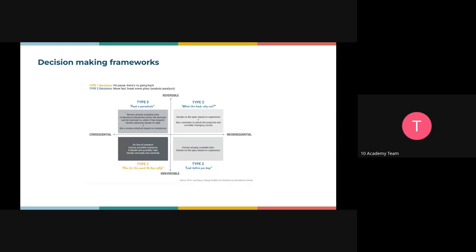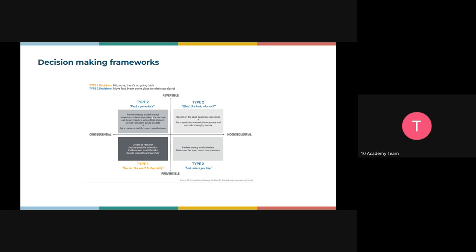Data, understand the milestones, so when the decision can be reversed versus when it has impact, and then decide again rationally based on data, and then set a review or schedule based on milestones.